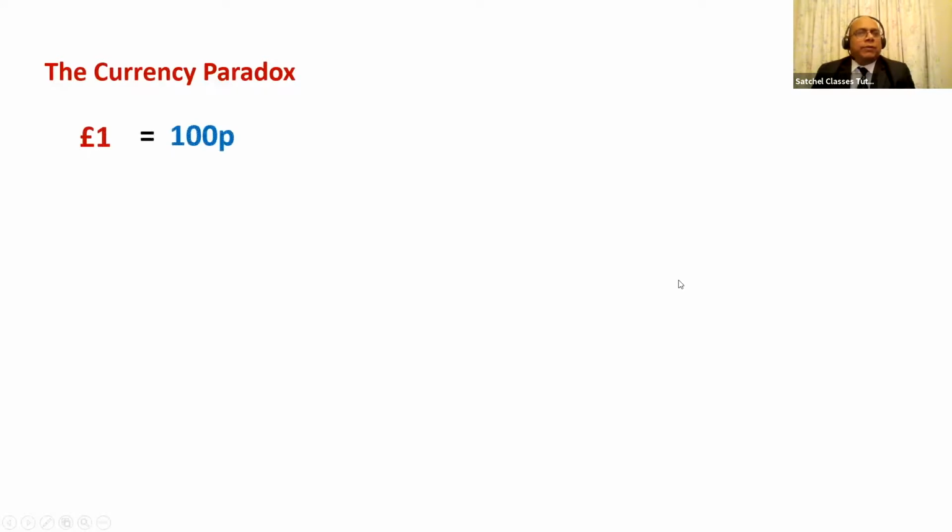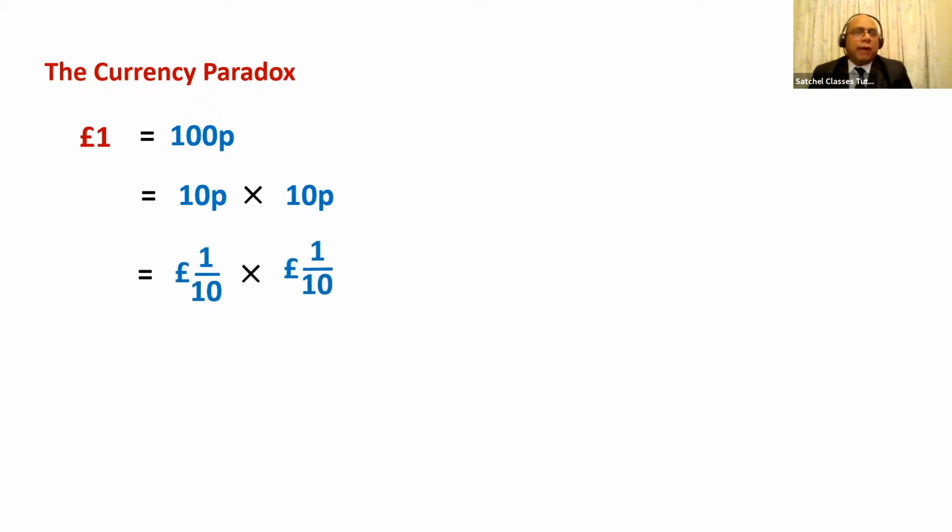Hello, let us start this session with a currency paradox. £1, as you know, is 100 pence. Now I can write 100 pence as 10 pence times 10 pence. You also know that 10 pence is nothing but 1/10 of a pound. So I'll replace 10 pence with the fraction 1/10 of a pound. That means 1/10 of a pound times 1/10 of a pound is 1/100th of a pound.